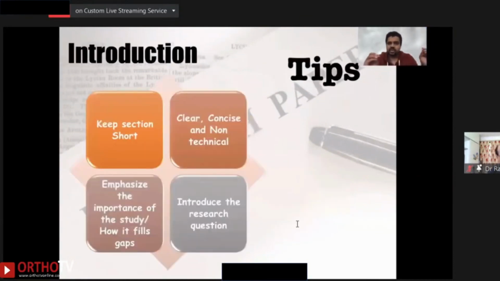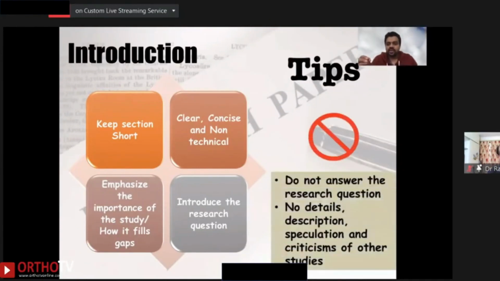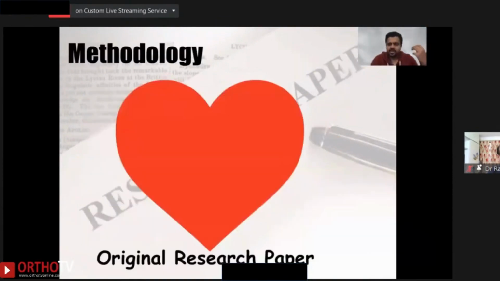The tip is to keep the section short, clear, concise, and non-technical, so that any reader at the first instance of an introduction finds it interesting. You should emphasize the importance of the study and how it fills the gap between what we know and what we don't. And at the end, introduce the research question. The don'ts are, do not answer the research question here, nor give the details, the description, the speculation, and the criticism of the study. You reserve it for the discussion.